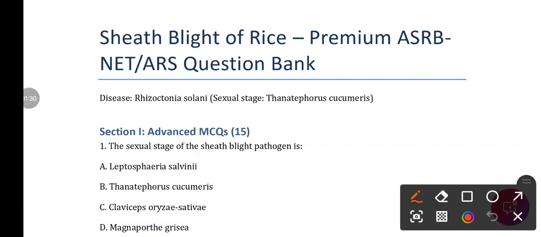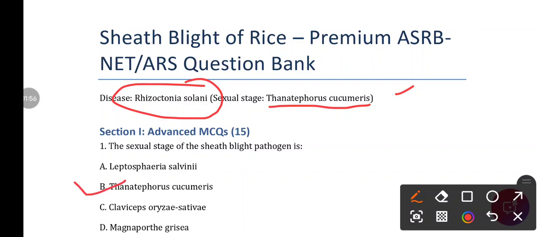First, the causal organism of sheath blight of rice is Rhizoctonia solani. This is a fungus that is causing sheath blight of rice, and its sexual stage is Thanatophorus cucumeris. So let's start section 1. Question number 1. Sexual stage of sheath blight pathogen is. I have already answered this question, so here the answer is option B, Thanatophorus cucumeris.